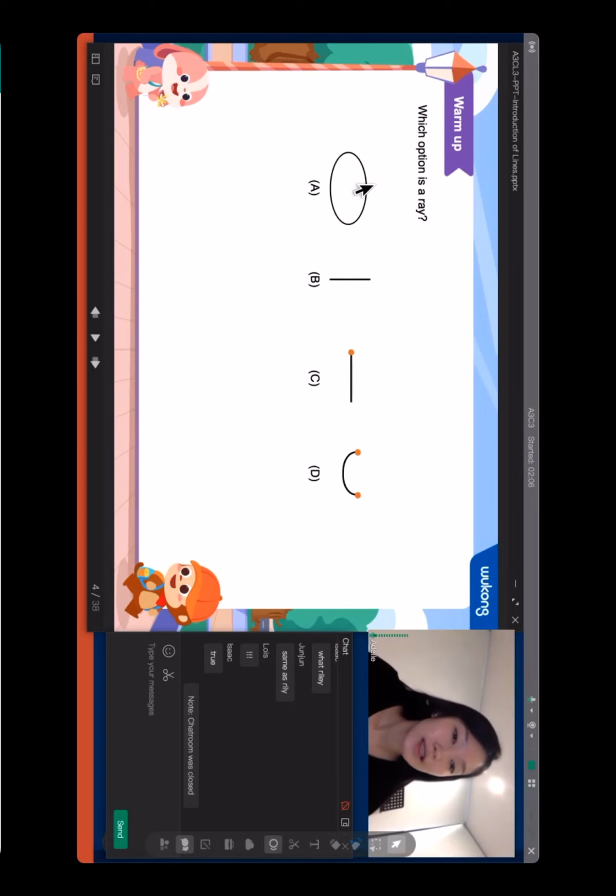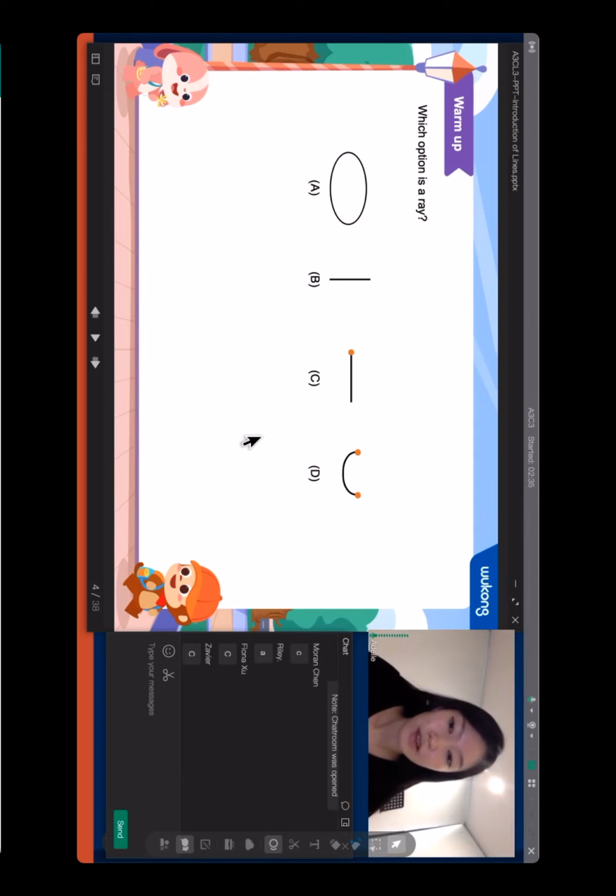Okay, so let's give it a bit of a try. Which option below is a ray? So I want you to remember that the characteristic of a ray is that it has an endpoint from which a line starts in one direction. So out of A, B, C, and D, which one do you think is a ray? I'll get you guys to type the answer in the chat box.